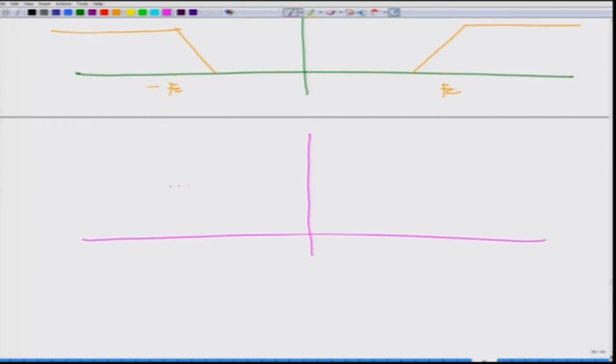So, the band, okay. So, this is basically your H(f minus fc), and plus there will be some other component at 2fc. We are not worried about that, alright. So, we are only worried about this component which is in the baseband, that is H(f minus fc).